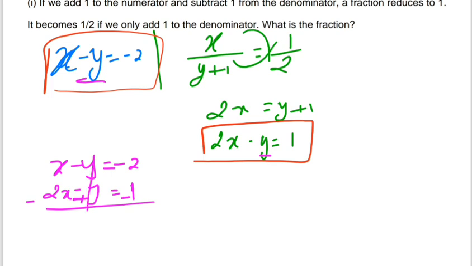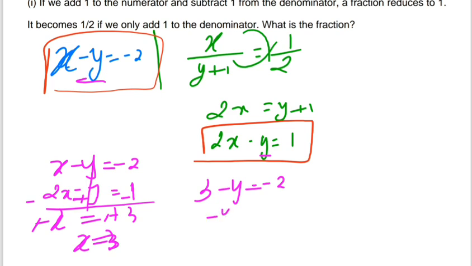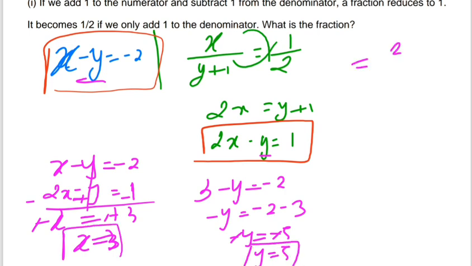Minus 2x plus x is equal to minus x. Minus x is equal to minus 2 minus 1, which is minus 3. Cancelling the minus and minus, we get x is equal to 3. So putting x is equal to 3 in equation 1, 3 minus y is equal to minus 2. So minus y is equal to minus 2 minus 3, that is minus 5. Cancelling minus and minus, y is equal to 5. So our fraction will be 3 by 5.